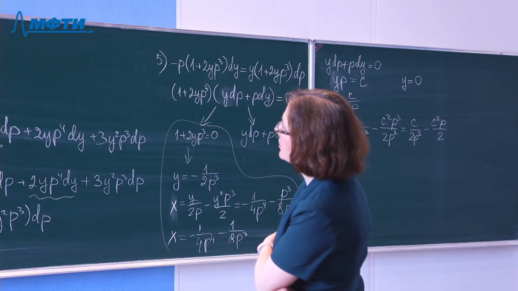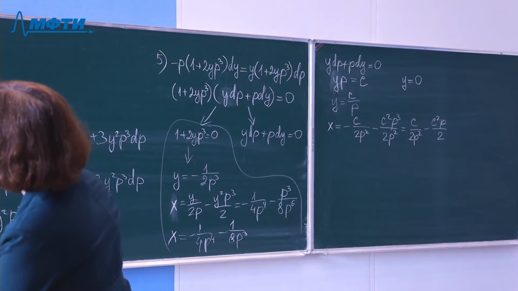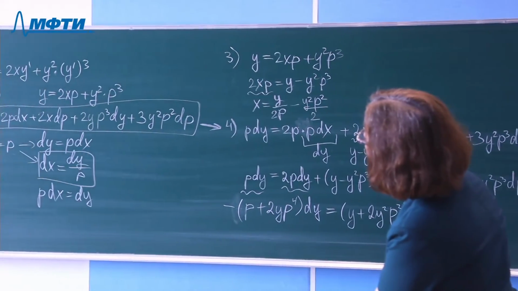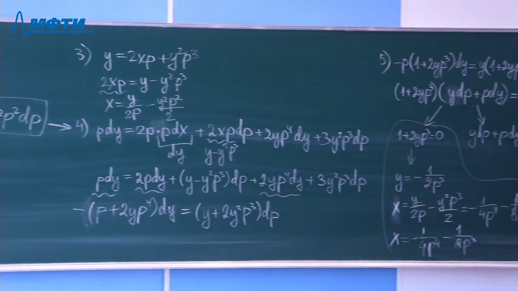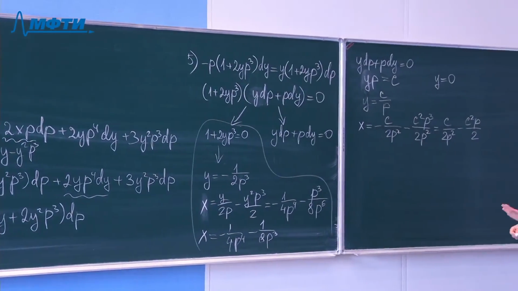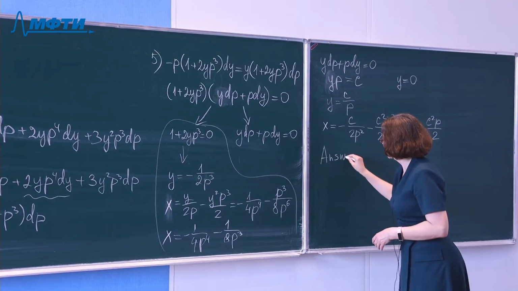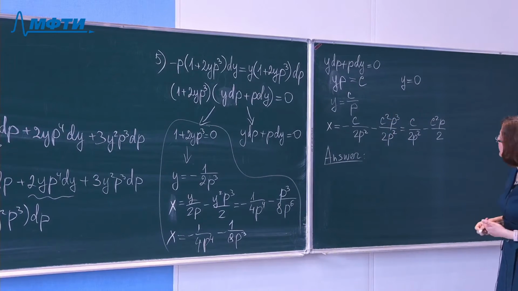And let's discuss what happens if p equals 0. So p may be also equal to 0, right? Let's consider this. P equals 0. Then if p is 0, then y is 0, right? So we need not consider this case, right? So the answer is we have three series of solutions.